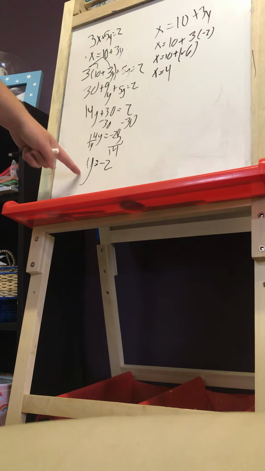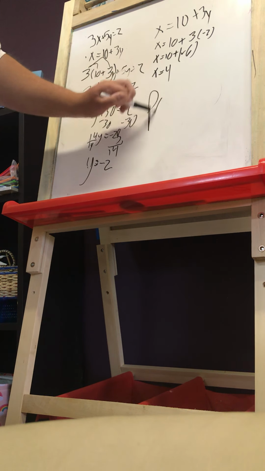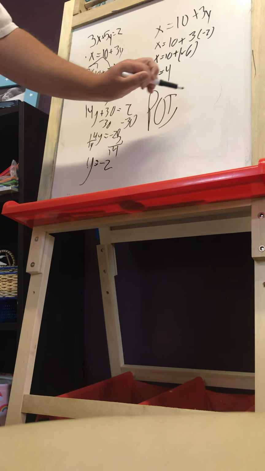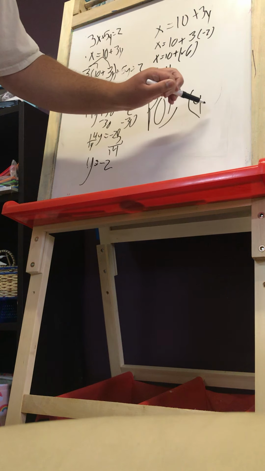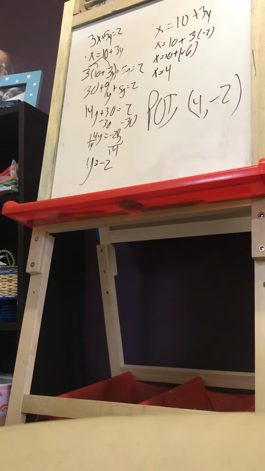Now you have your two variables with their values. So that means your point of intersection will be equal to 4 on the x-axis and negative 2 on the y-axis.